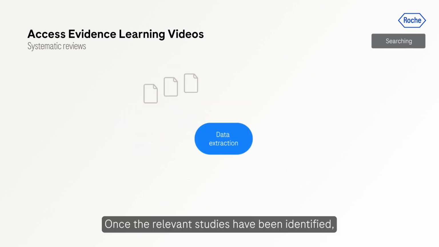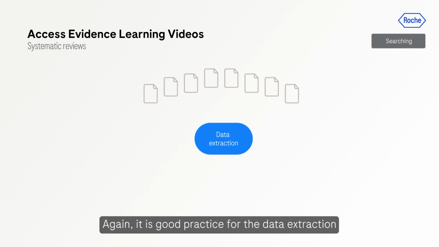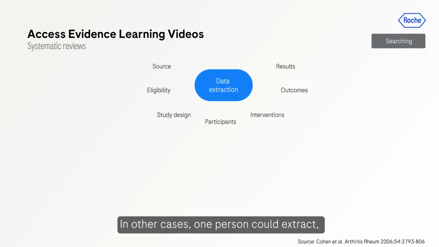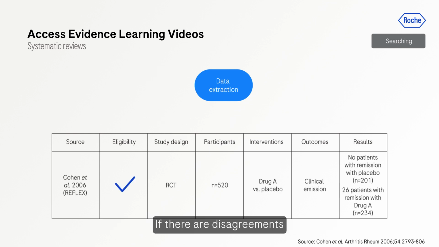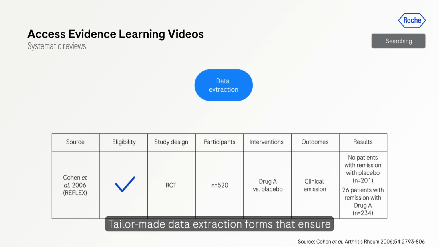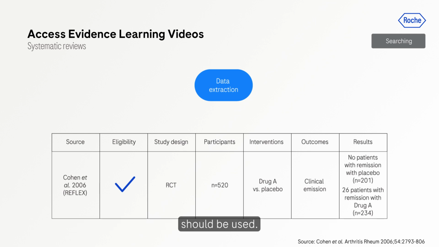Once the relevant studies have been identified, the data of interest should be extracted. Again, it is good practice for the data extraction to be performed independently by two people in parallel, to minimize the introduction of errors and bias. In other cases, one person could extract, and a second, more experienced person could check the extracted data for accuracy and correctness. If there are disagreements between the two people involved in the data extraction, these can be resolved through discussions. Tailor-made data extraction forms that ensure that all data needed to address the research are captured should be used.